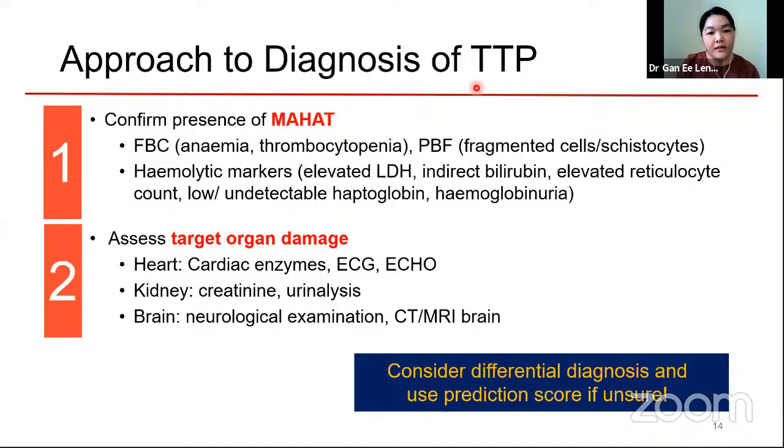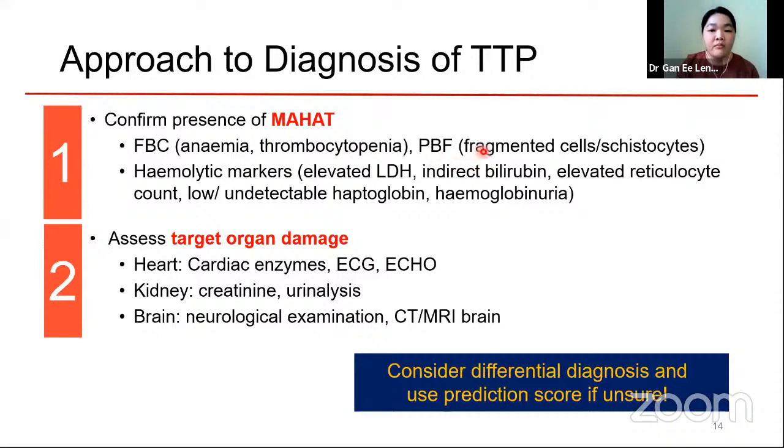So how do we diagnose a TTP? We need to confirm there is MAHA and thrombocytopenia. So baseline full blood count is important to determine the level of anemia and to confirm the diagnosis of thrombocytopenia.